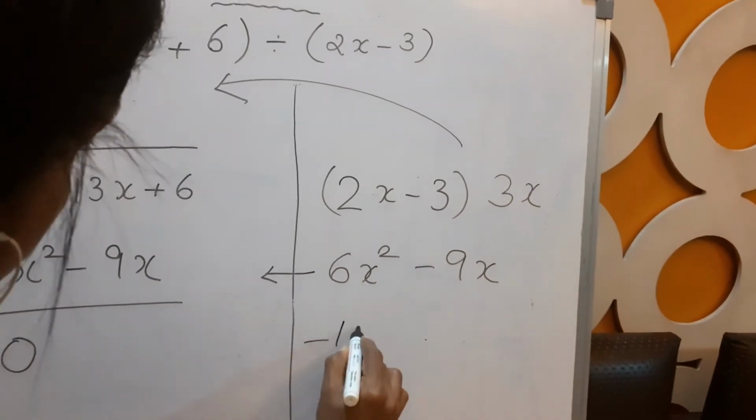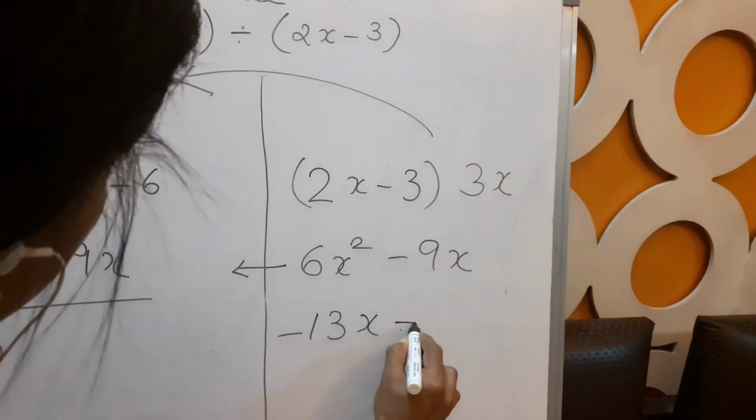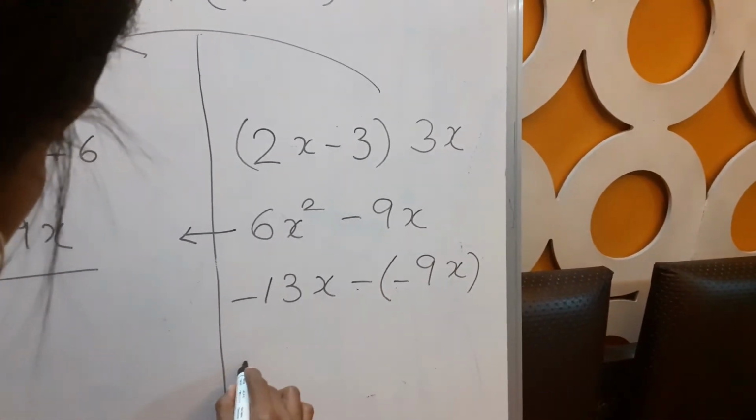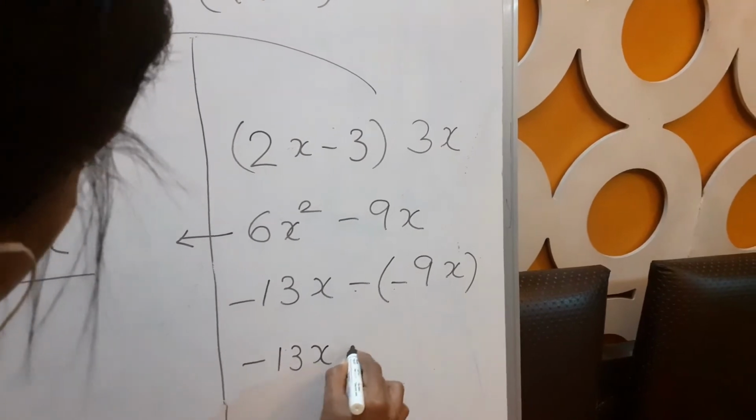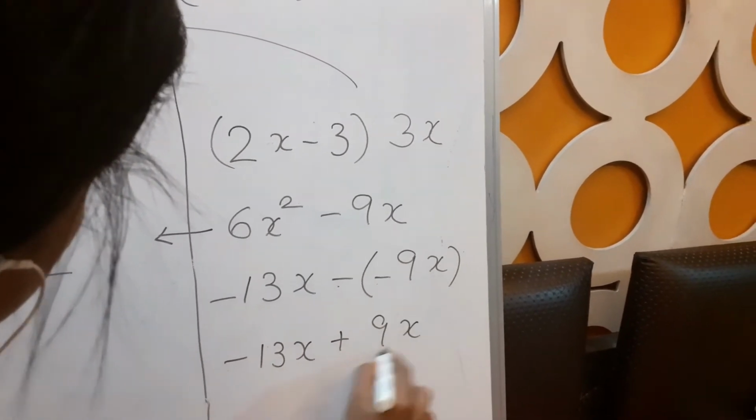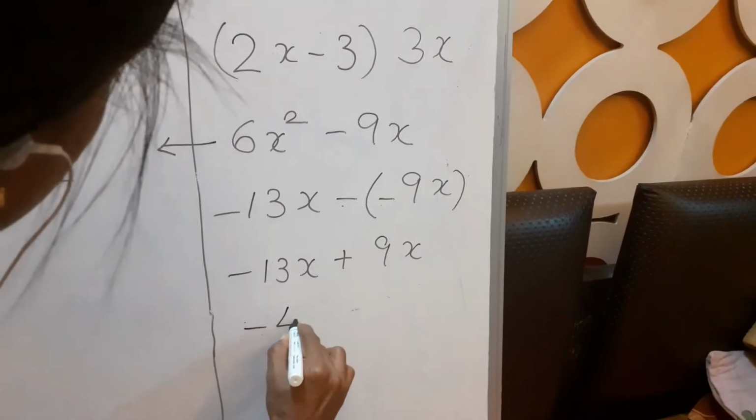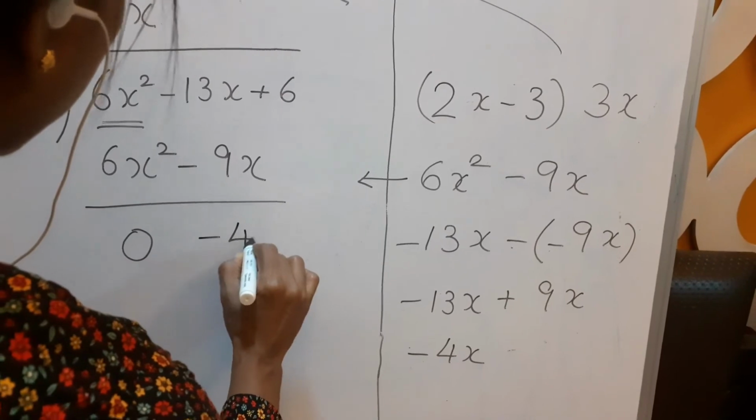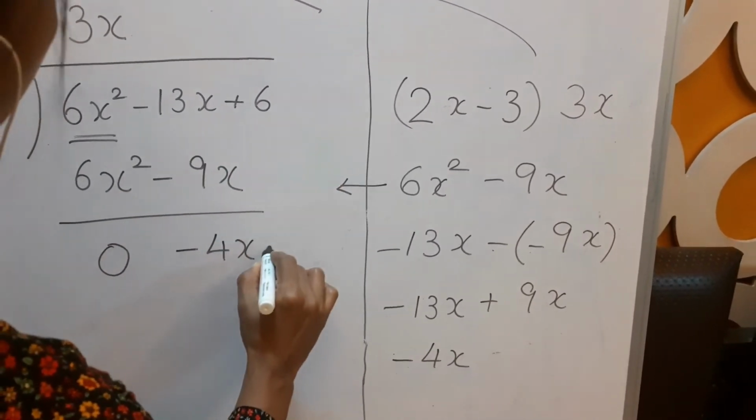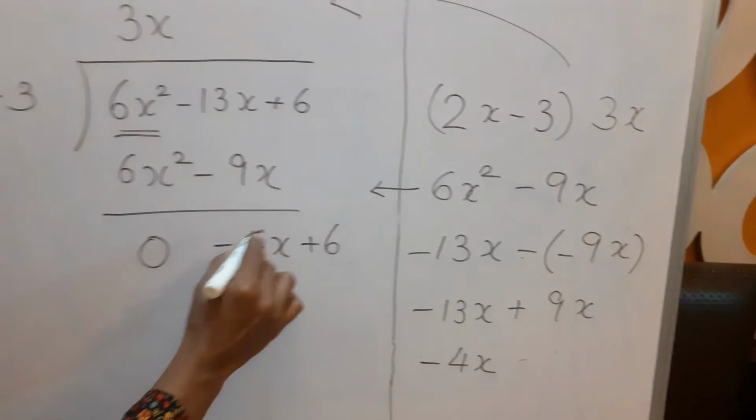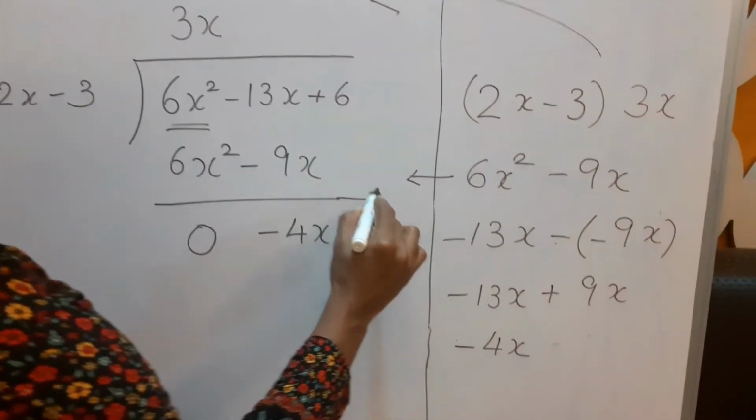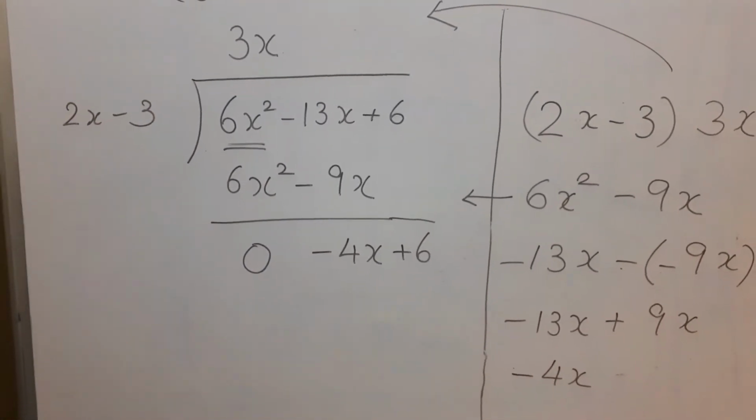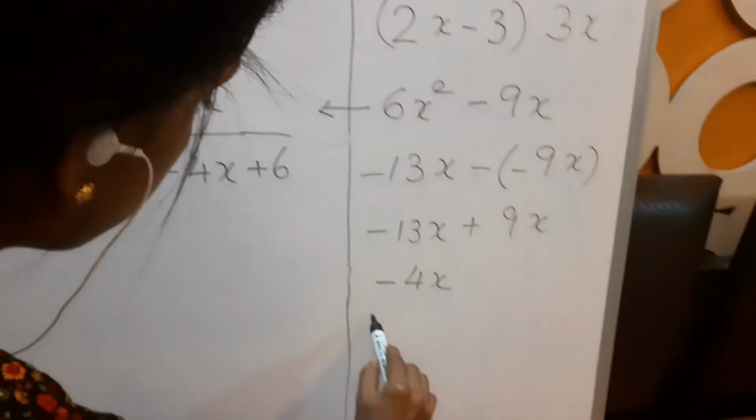So again, in order to avoid confusion, you do it on the rough side first. That will give you minus 13x plus 9x, and that is minus 4x, which has to be written here. And you bring down 6, so that will give you minus 4x plus 6. Now minus 4x plus 6 has to be again divided by 2x minus 3. So you write the divisor again.